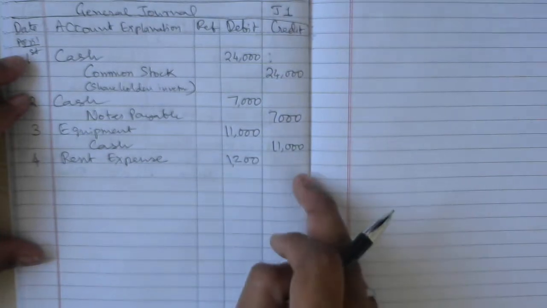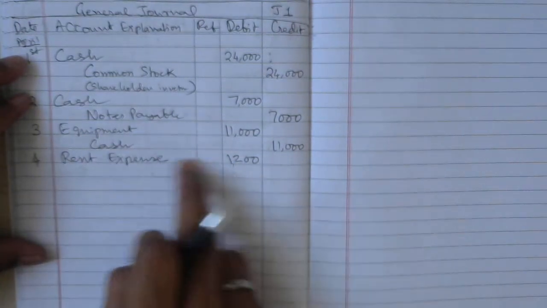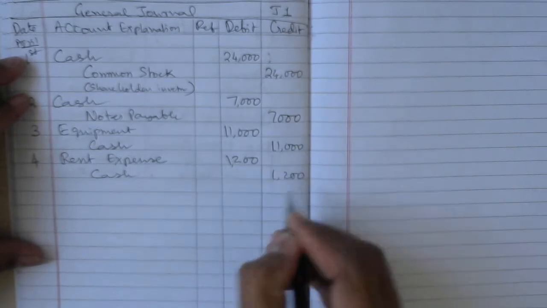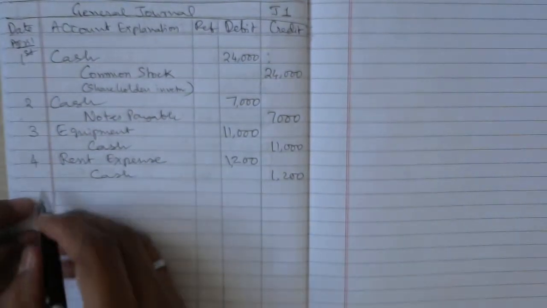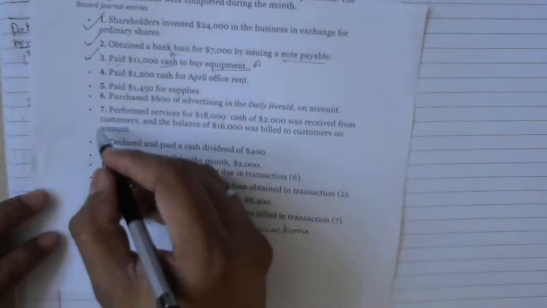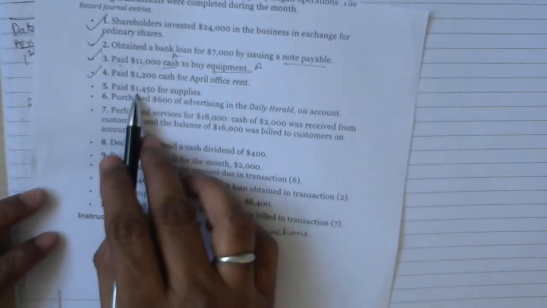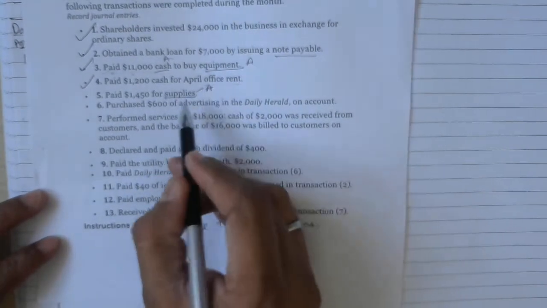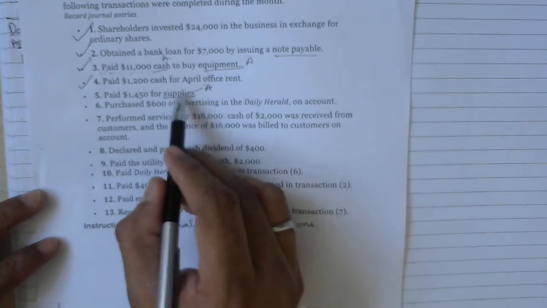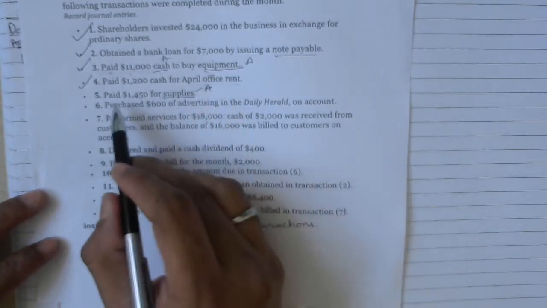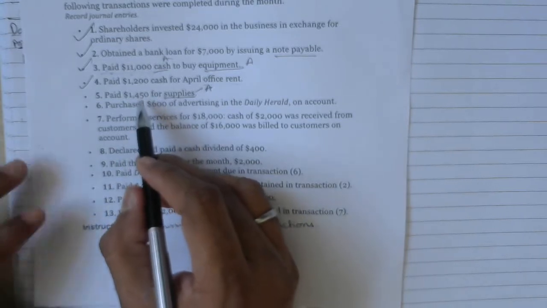Now something should be under credit, and in this case, because you are paying the rent, cash will become credit again. That means cash will reduce. So that is the fourth. Next, let's do the fifth one. Paid 1,450 for supplies. Supplies is an asset, and when you are purchasing supplies, your asset will increase. Therefore, supplies will be in the debit, and you are paying the cash, so cash will be in the credit.